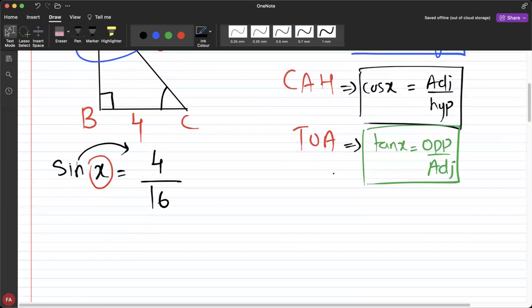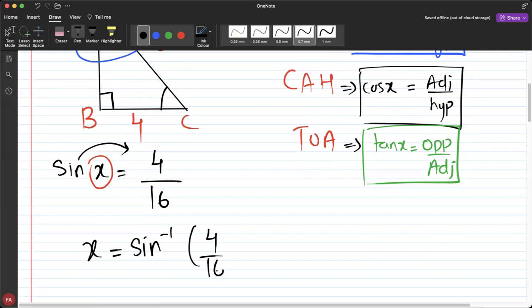What happens when we move stuff on the other side? We just take the reciprocal on the other side. Or in other words, we say that that value goes on the other side and becomes inverse. That's exactly what's happening. Now we'll say that x equals sine raised to the power minus 1, which actually means sine inverse 4 over 16. I can now put this in my calculator. If I did, this should end up giving me 14.47, and so on.